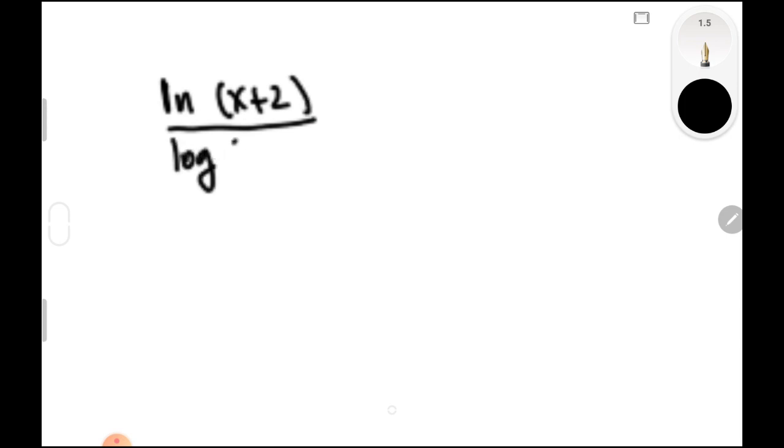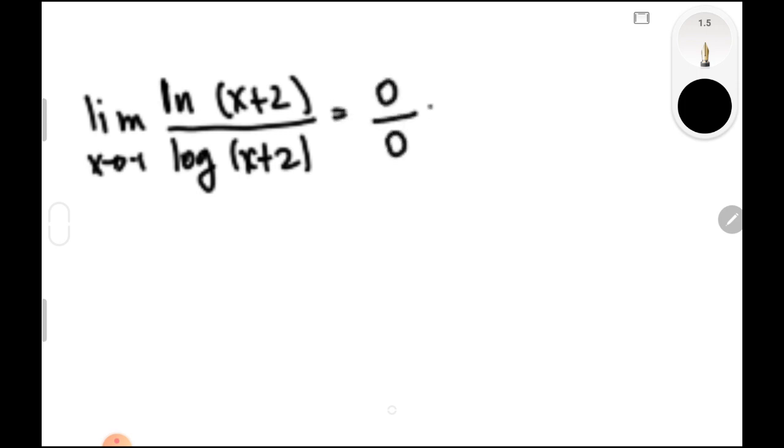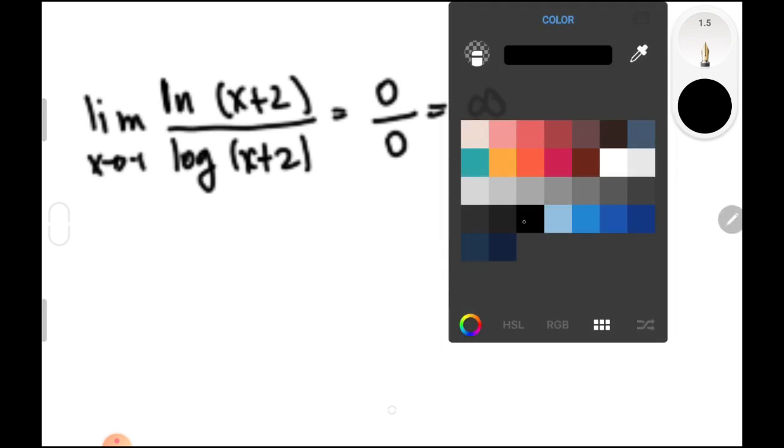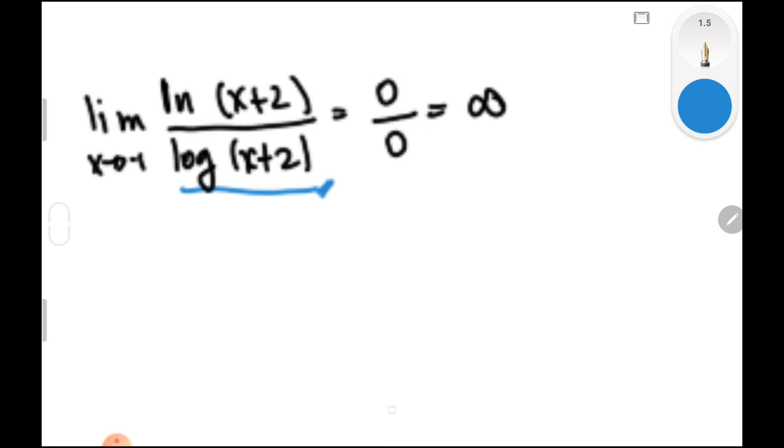So for our fifth example, let's have ln of x plus 2 divided by log of x plus 2. So limit niyan, x approaches negative 1. Pag nag-substitute ka ng value agad, you will have a value of 0 divided by 0, which is equal to indeterminate. Ayan, so indeterminate yan. So ngayon naman, ang gusto kong change of base, itong log natin. Okay, so gusto ko siyang gawing ln.